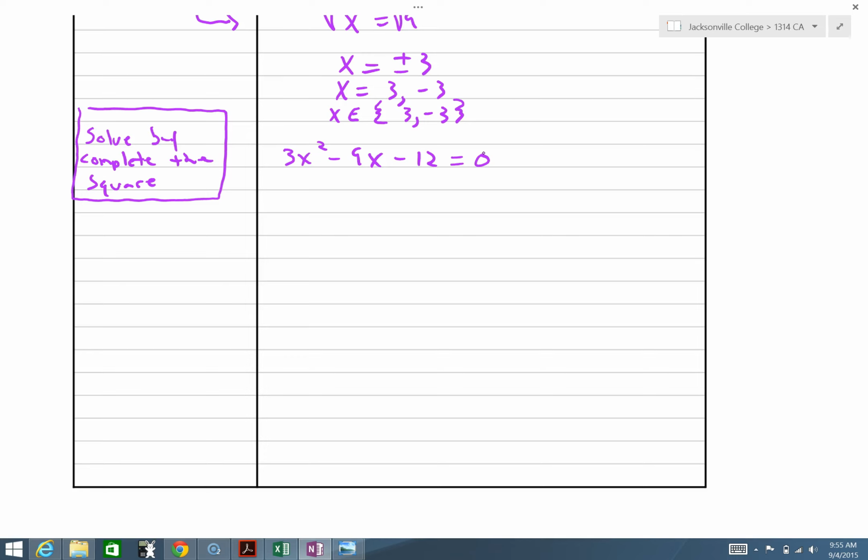So when we are completing the square, the first step is going to be to collect the variables on the left and the constants on the right. Step 1. Collect variables on left and constants on the right.